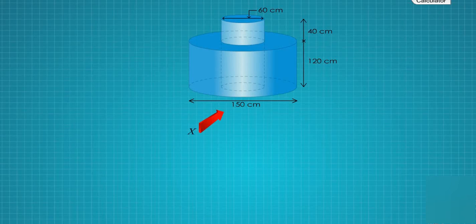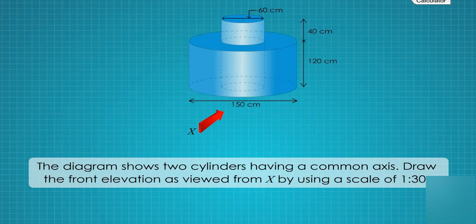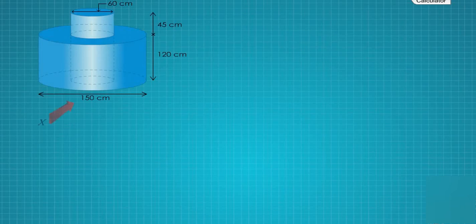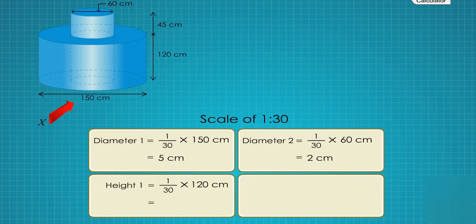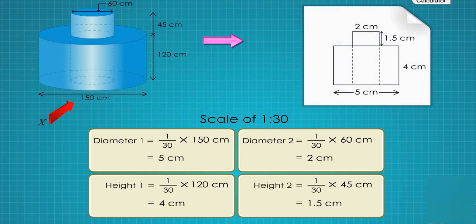Fifth example. Draw the front elevation of the given object as viewed from X by using a scale of 1 to 30. Try it first and then click on the solution button to view the solution. To draw the front elevation as viewed from X, we should determine the height and the diameter of the two cylinders. Convert the measurements according to the scale given, and then draw the front elevation to scale. Notice that the front and the side elevations of this object are equal in shape and measurements.